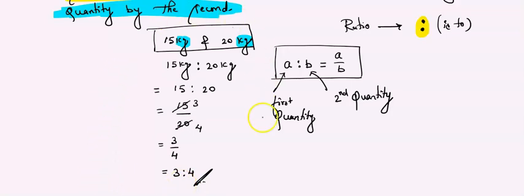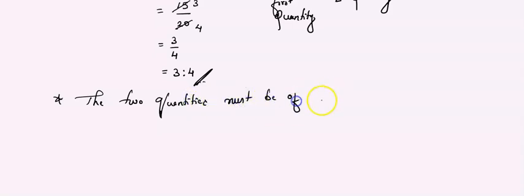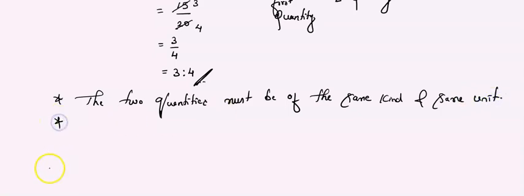From this topic, what did we understand? We have understood that whichever two quantities you take, the two quantities must be of the same kind and same unit. That is the first point we have seen, correct? Both should be of the same kind and same unit, correct now children?